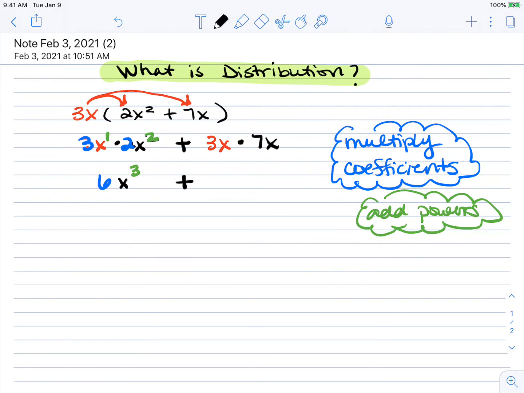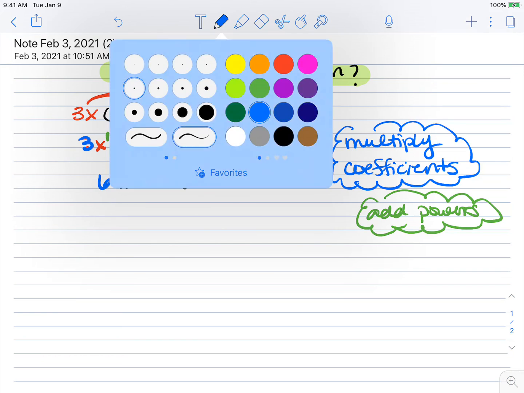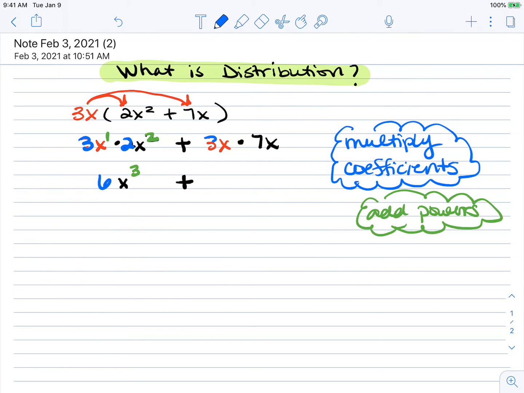Okay, so for this next term, I'm going to multiply the coefficients. So I'm going to multiply this 3 and this 7. So that's this part right here. I'm multiplying the coefficients, and 3 times 7, well, that's going to give me 21.